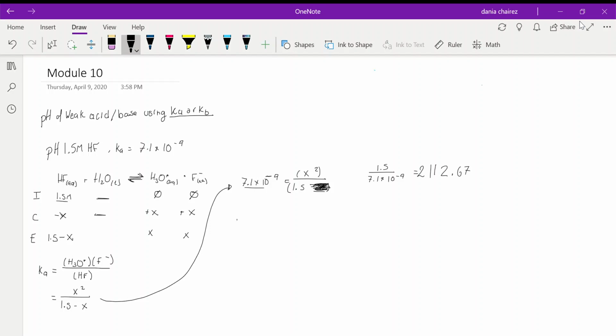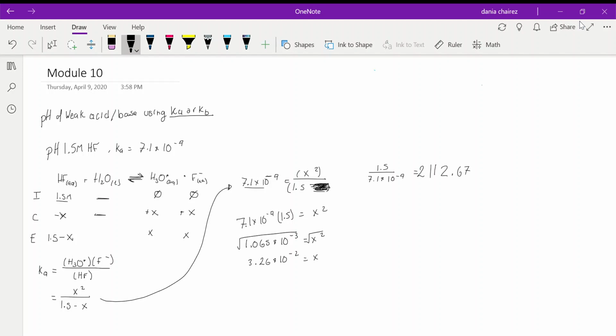So now we just algebraically do this. 7.1 times 10 to the negative 4 times 1.5 is equal to X squared. So this is 1.065 times 10 to the negative 3 is equal to X squared. We take the square root and we get 3.26 times 10 to the negative 2 is equal to X.